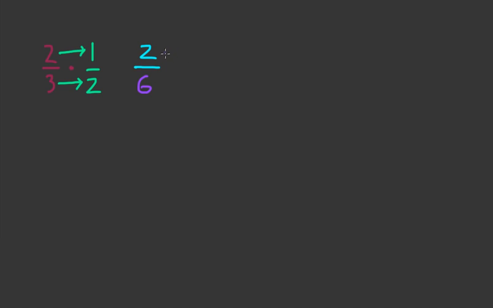2/6, and when we reduce that, we need to find what's in common between the numerator and the denominator. We need to find the greatest common factor, or the largest common factor in this case. And the largest common factor of the two of these is 2. 2 goes into 6 3 times, and 2 goes into 2 1 time. So we divide this by 2, we divide this by 2, and we get 1/3. And there's the answer. So 2/3 times 1/2 is 1/3.